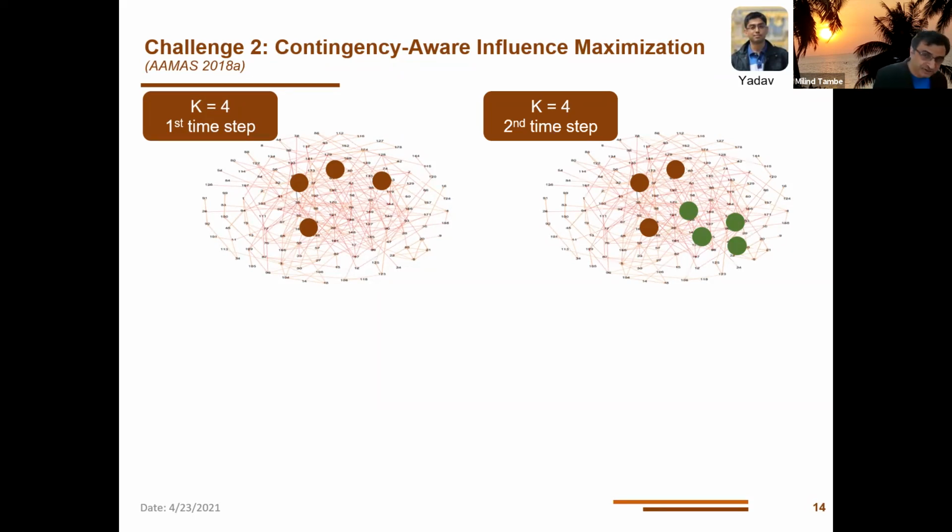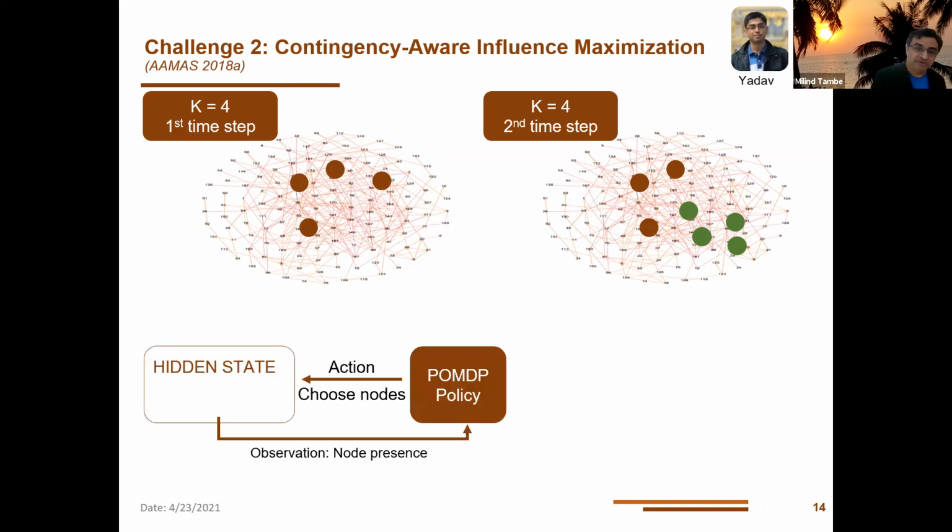So there's action uncertainty here. And there's also observation uncertainty because we do not know the state of the network. So this is a problem ideally suited as a POMDP. And we can solve this by recommending particular youth to invite. And then we get observations as to who actually showed up and then choose the next set of youth.